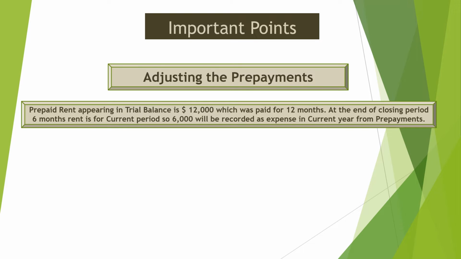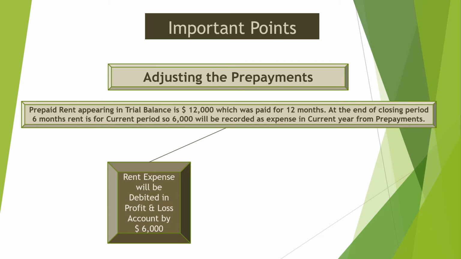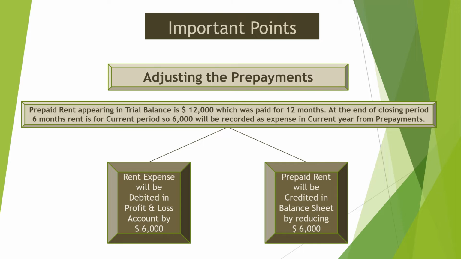Now here, the prepaid rent appearing in the trial balance is $12,000, which was paid for 12 months. At the end of the closing period, 6 months of rent is for the current period, so $6,000 will be recorded as expense in the current year from prepayment. The rent expense will be debited in the profit and loss account by $6,000, and prepaid rent will be credited in the balance sheet by reducing $6,000.